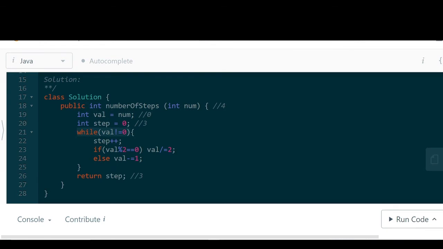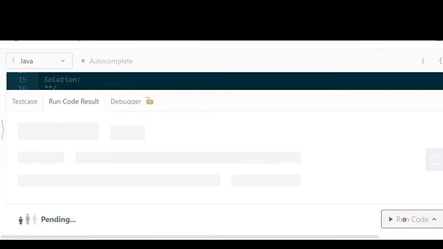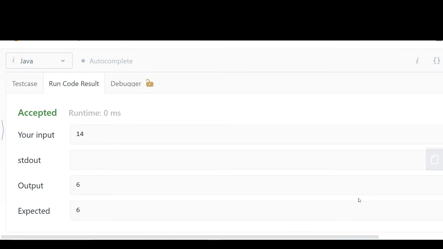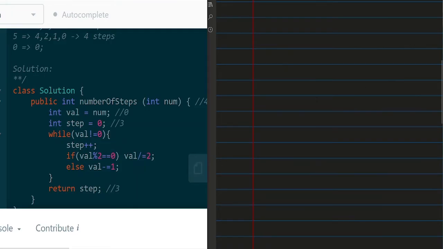Sorry, if value is 0, the while loop is not executed, so the result would be 0 afterwards. Let's try to run this code. I accepted. Let's look at the time complexity of this piece of code.